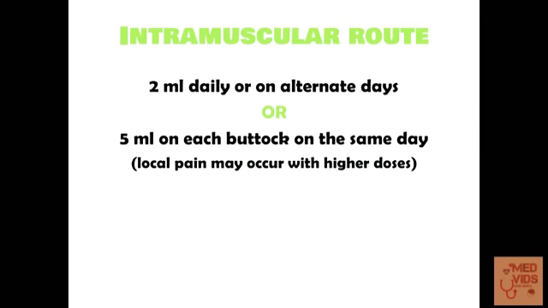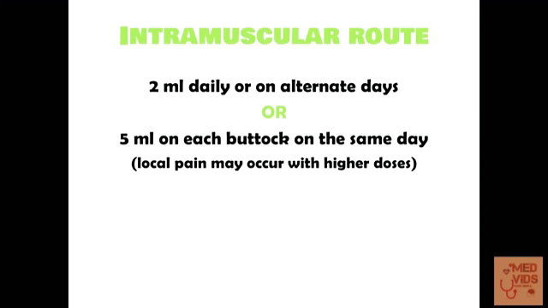Okay, let's see the dosage of how to provide iron dextran. In the intramuscular route, you can give either 2 ml of iron dextran daily or on alternate days, or there is another alternate option in which you give 5 ml of iron dextran on each buttock on the same day.